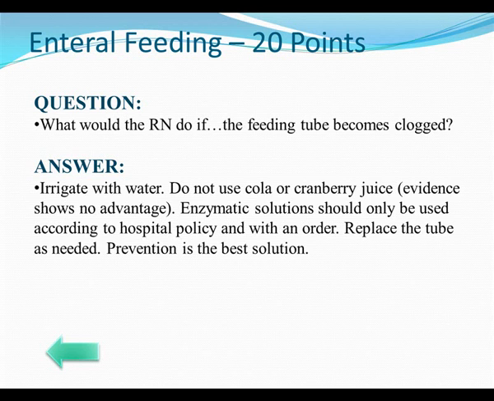Now, obviously, if it's really, really occluded and it doesn't work, you're going to have to replace the tube. So prevention is the best solution. Flush that tube before you give medicines. Flush that tube after you give medicines. If they're on a continuous tube feeding, make sure that flush every hour or every 2 hours or whatever is done. A lot of pumps will automatically do that for you. Just make sure that tube is getting maintained and flushed like it should.